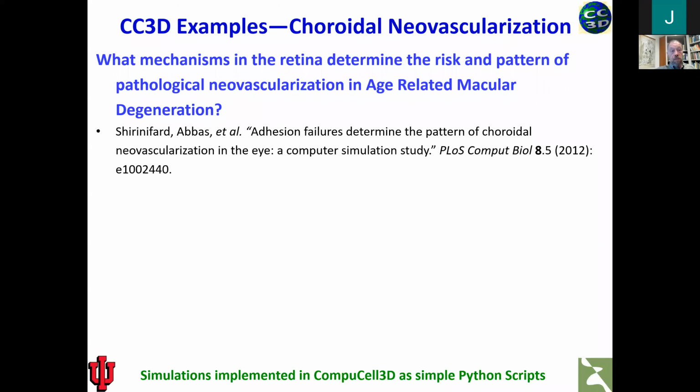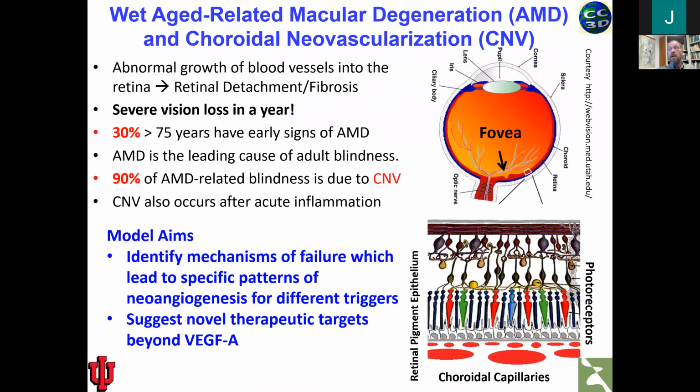Moving from these developmental problems and these rather abstract problems to much more clinical problems, we've worked on a variety of issues related to neovascularization in the retina. Age-related macular degeneration can lead to invasion of the retina by blood vessels. It's called choroidal neovascularization. And one of the questions that we were interested in is this can occur in very different ways depending on age, risk factors, and so on. We'd like to understand why you get these different patterns of blood vessel invasion and what determines risk.